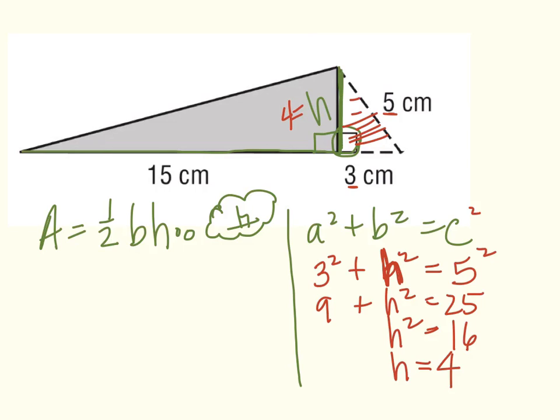Now can I figure the area of my triangle? Yes. So I say the area is 1/2 base times height. 1/2 times the base is 15. It is not 18. This right here is not a part of your shape. If it's dotted, it's not a part of your shape, okay? So I have times 15 times 4. And when I do that, I end up with 30.